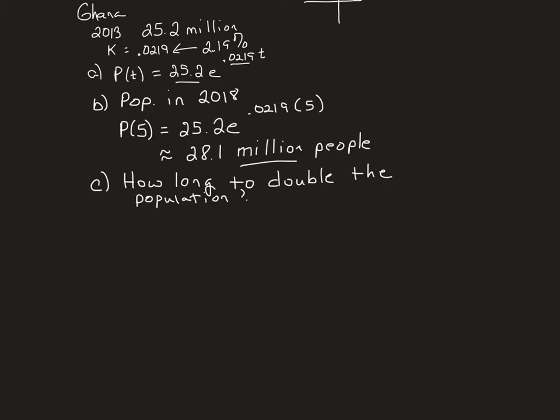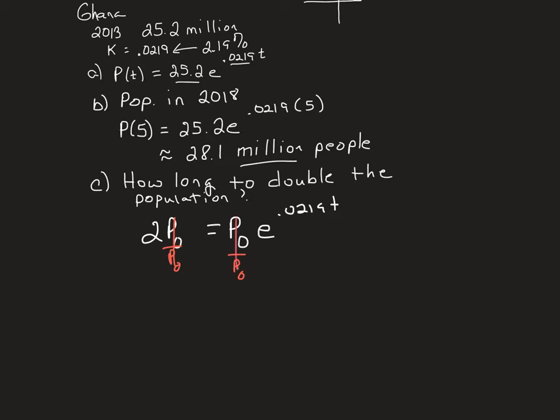Okay, the next thing we want to do is to see how long it will take for the population to double. In other words, if our initial population, this is our function, initial population times e to the kt, and that was 0.0219t, how long is it going to take for that to double? The reason I did it this way instead of writing out the 25.2 and then 50.4 is so that you can easily see that if I divide both sides by the population at time 0, they just cancel out.